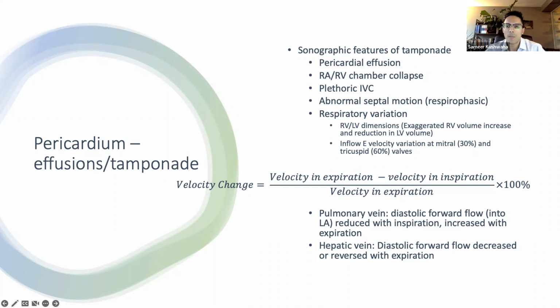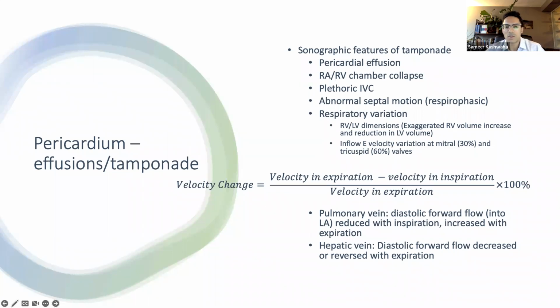IVC plethora, or a dilated non-collapsible IVC during inspiration, is a helpful finding, again, because it's quite sensitive. It's only helpful, or it's more helpful in patients who are spontaneously breathing rather than patients who are mechanically ventilated. We can see respirophasic variation in septal motion because of some of those physiologic changes I mentioned. And we can see respiratory variation in valve inflow velocities, which are defined as being significant if the variation in inflow velocity at the mitral valve is about 30% or more, and in the tricuspid valve, 60% or more. And the velocity change is calculated as described in the formula.